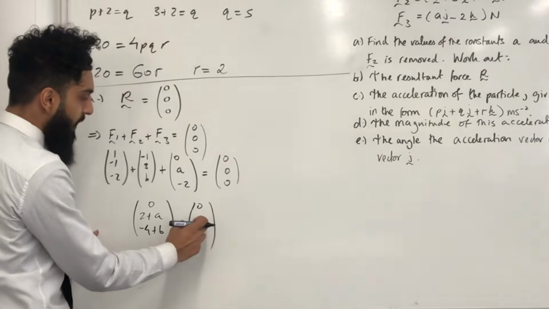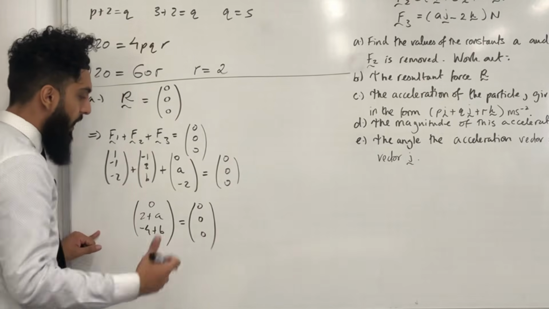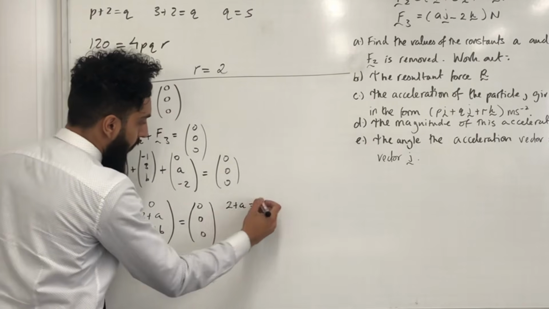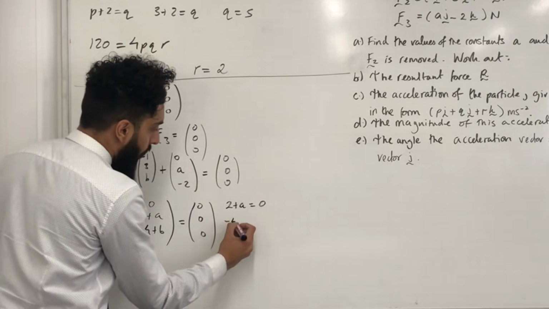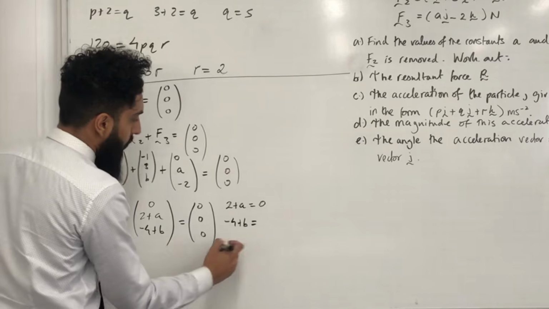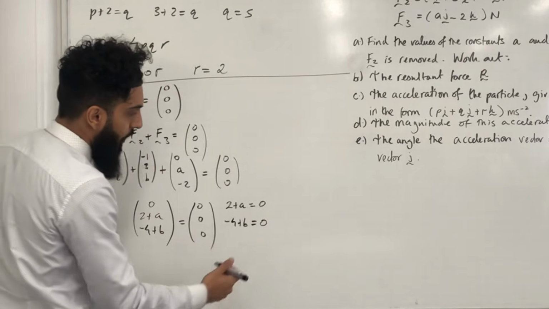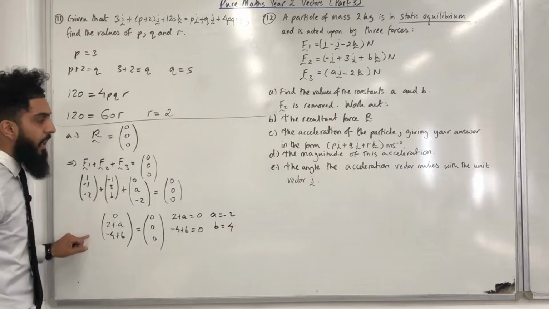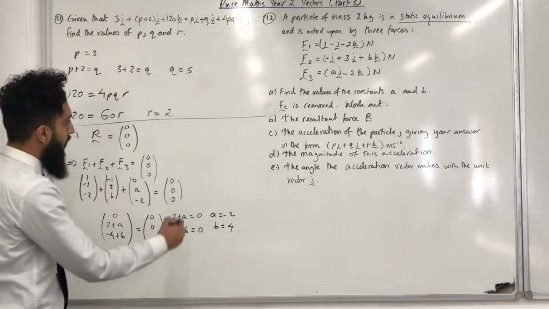Now if I compare the j and the k, I can generate two equations. The first one will be 2 + A, which is equal to 0. The second one will be -4 + B, which is equal to 0. Now I can solve for A and B. So A is equal to -2 and B is equal to 4. Okay, so that completes part A. Moving on to part B.